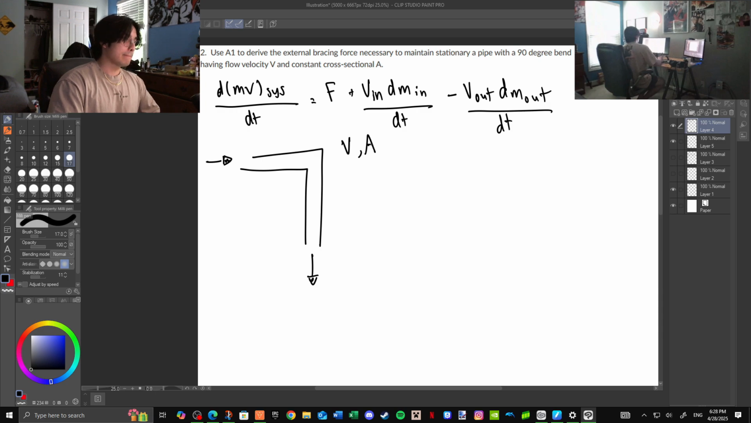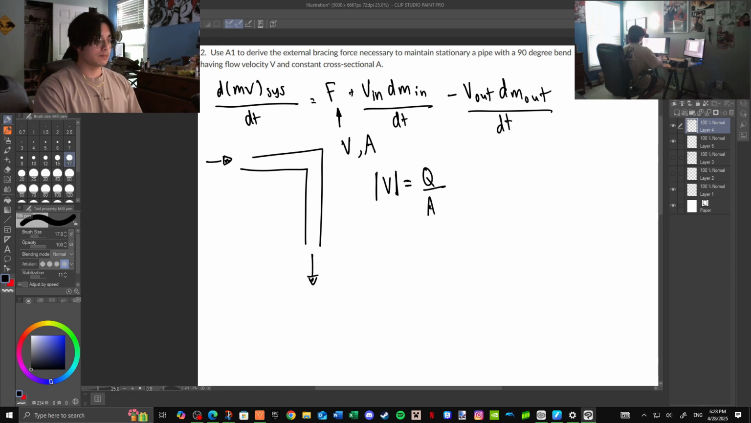And so this is very similar. We're going to create an expression that is very similar to this momentum balance equation, right? And so let's start with this variable right here. Well, first off, we need to recognize that the absolute velocity going into the pipe is equal to the flow rate over the cross-sectional area, right? And so we keep that in mind.